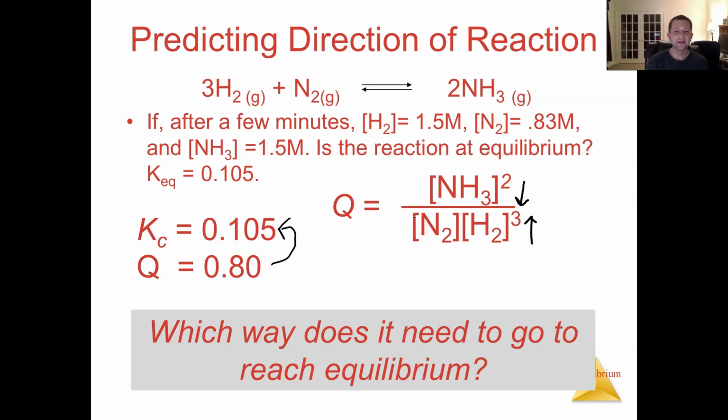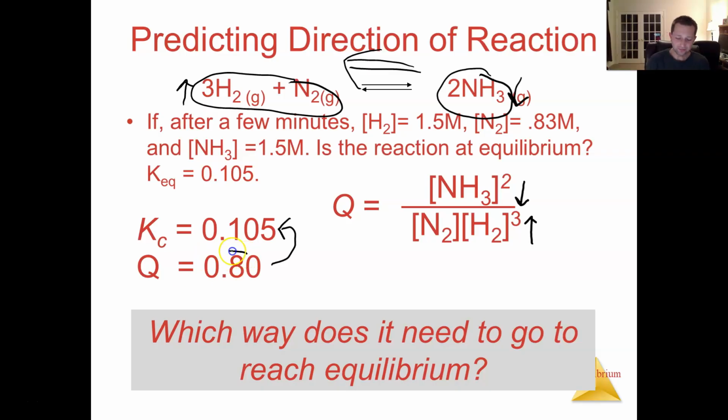So what does that mean then? If I need to make my numerator smaller, my numerator is my products, so I need to decrease the product that I have. And my denominator, which I want to make bigger, I need to increase my reactants. So what way does the reaction need to go to reach equilibrium? If I need to decrease the concentration of product and increase the concentration of reactant, my reaction needs to proceed to the left. I need to go in the reverse direction here to reach equilibrium.